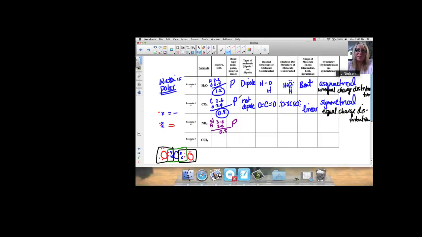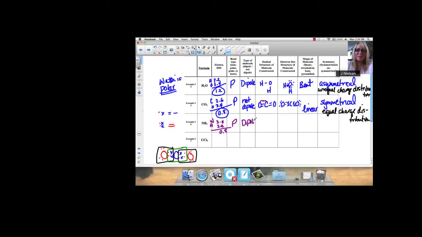Okay, let me clarify something here. The bond between the C and the O, this little individual bond right here is polar. So the bond type is polar, but the overall molecule is nonpolar. And you have to be careful the way they read the question. Okay? So this is also polar, but it is asymmetrical in shape, so this is also a dipole for the NH3.